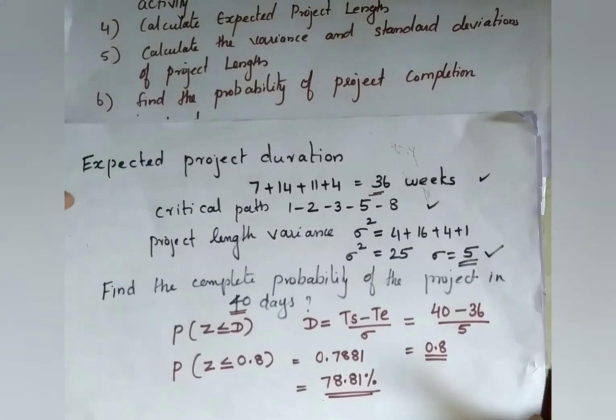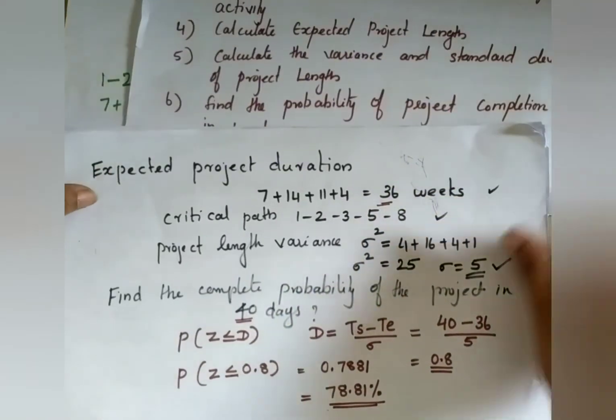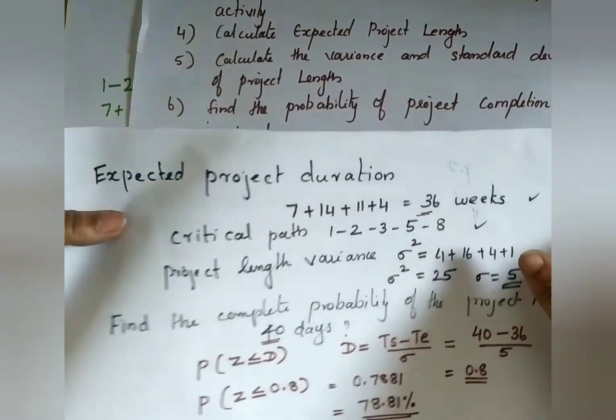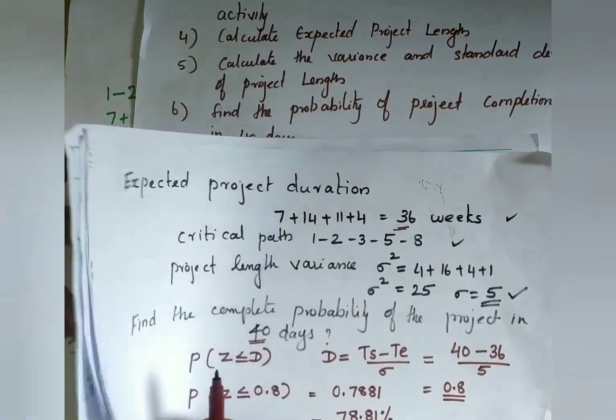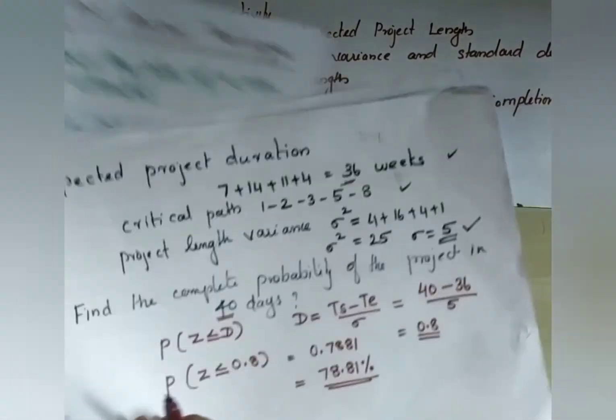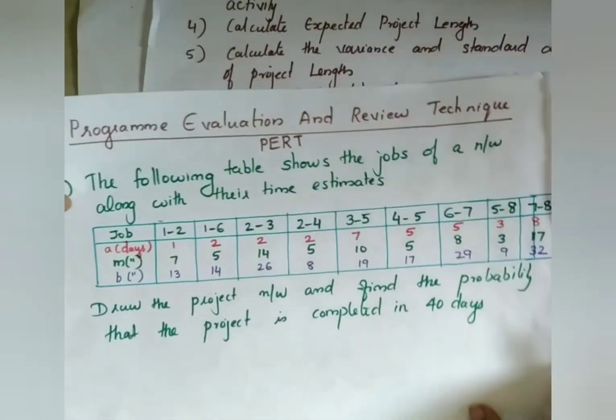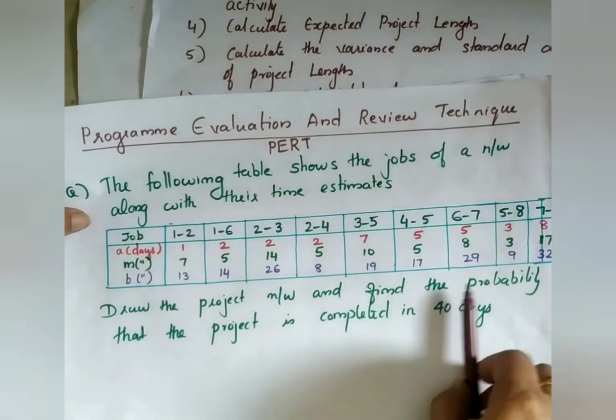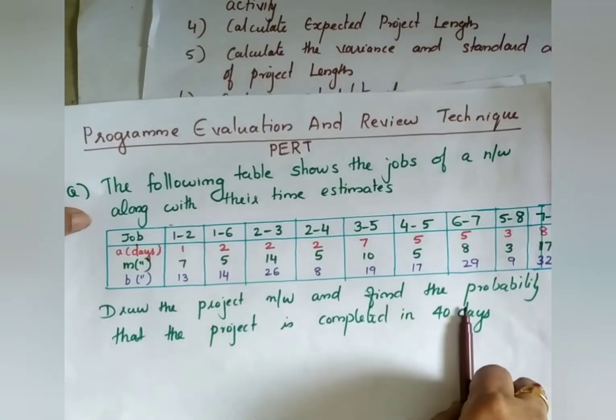So now I will tell once more what the question actually is. They are giving the timings and telling us to find the project probability. This is the question they gave: draw the project network and find the probability that the project is completed in 40 days.